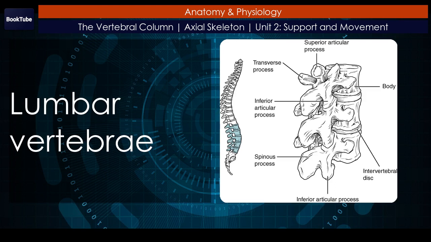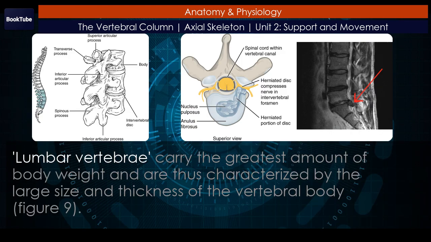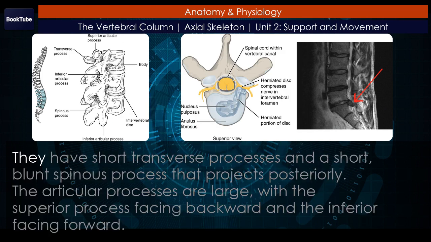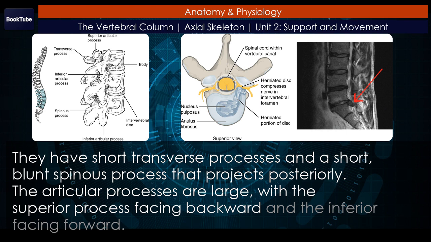Lumbar vertebrae. Lumbar vertebrae carry the greatest amount of body weight and are thus characterized by the large size and thickness of the vertebral body, Figure 9. They have short transverse processes and a short, blunt spinous process that projects posteriorly. The articular processes are large, with the superior process facing backward and the inferior facing forward.